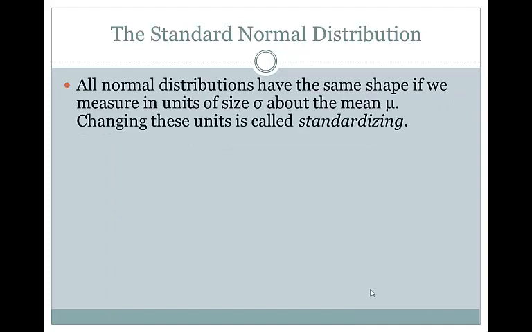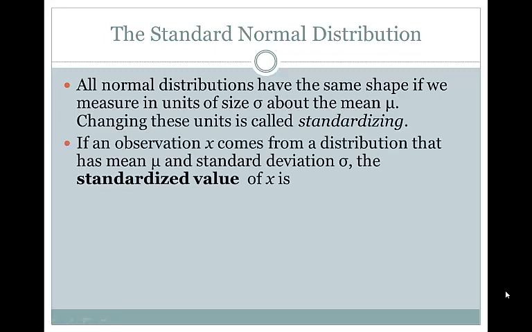The standard normal distribution. All normal distributions have the same shape if we measure in units of size sigma about the mean mu. In other words, measuring how many standard deviations a score is above or below the mean. Changing these units is called standardizing.